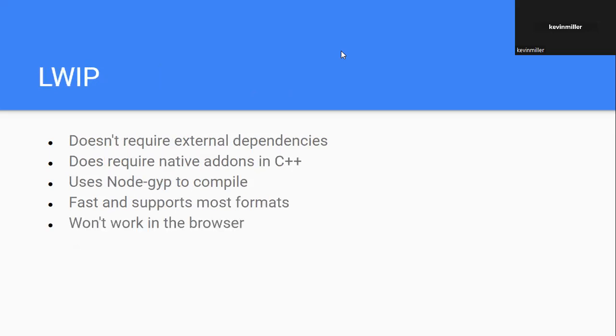LWip has a dependency that requires a C++ library. It actually uses Node.js to compile that. It's very fast and it supports a lot of different formats. But one of the problems with this one is that if you want to use it in an application where you're doing stuff on the front end and the back end, it'll work on the back end, but it's not necessarily going to work on the front end.